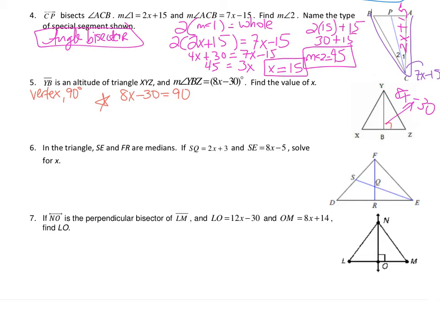When you solve for x, you should end up with x equals 15 because you can add your 30 over to the other side, so you get 120 equals your 8x, and when you take 120 divided by 8, you get 15.